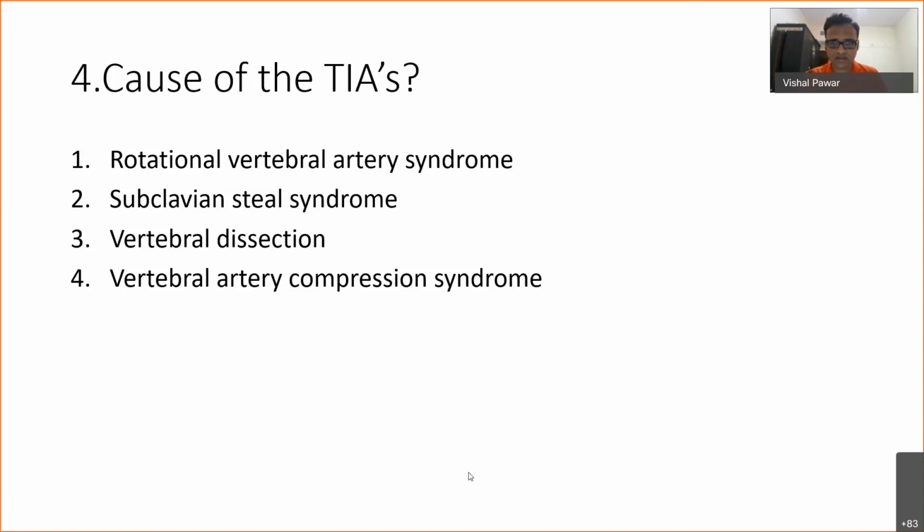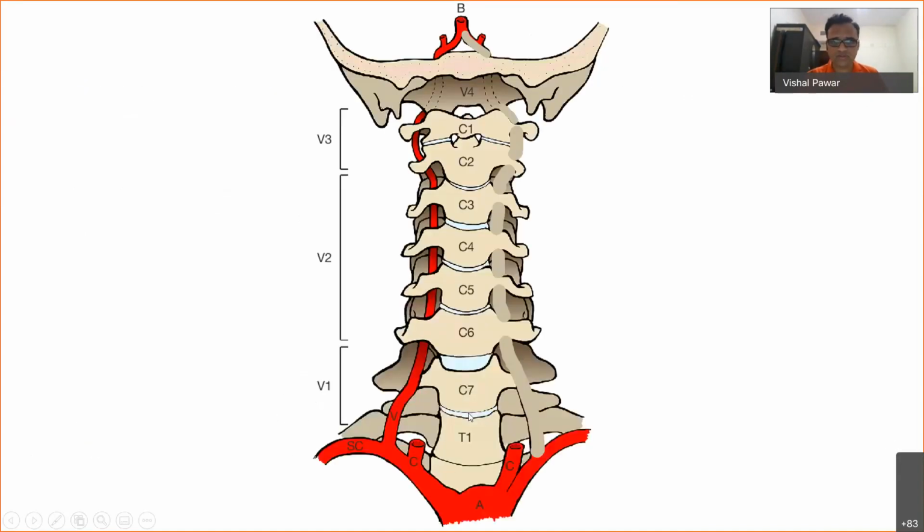We will go into this. First, I will show the anatomy of the vertebral artery. On the left side, this is the subclavian artery, and this is the common carotid artery. On the right side, there is the brachiocephalic trunk, the common carotid artery, and the right subclavian and right vertebral artery, which arises from the right brachiocephalic trunk. This is the first part of the subclavian artery, from which the vertebral artery originates. The vertebral artery has 4 parts: V1, V2, V3, and V4.